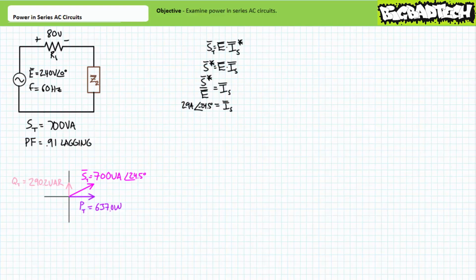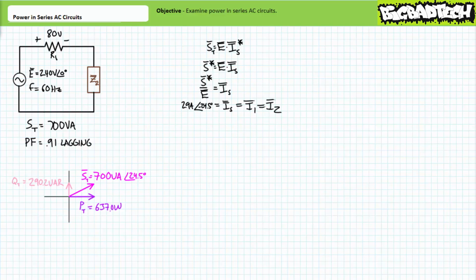Now, given known apparent power and known source voltage figures, we can rearrange the apparent power formula to solve for source current, where source current equals the complex conjugate of total apparent power divided by source voltage. Substituting in our given values, we arrive at a source current figure of approximately 2.9 amps at an angle of negative 24.5 degrees. As we anticipated, source current lags source voltage by 24.5 degrees.